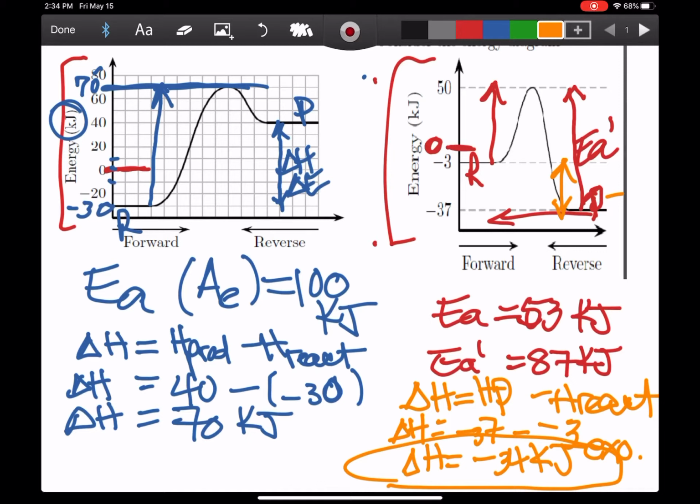So what would, if they ask you for delta H reverse, what would you put for that? Delta H reverse means the same amount of energy, except you're starting here. So the products are actually your reactants, and you're going to go this way and follow the curve and end here at the reactants, which are going to actually be your products. So basically what you're going to have is the same amount of energy, just the opposite sign. So 34 kilojoules for the reverse.